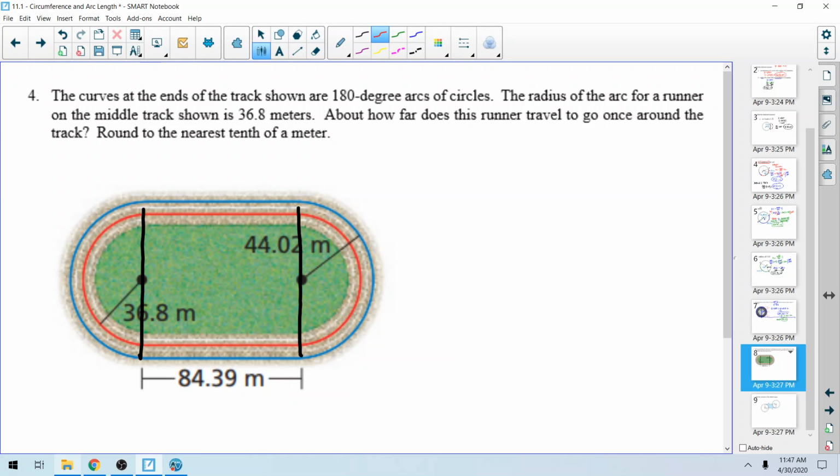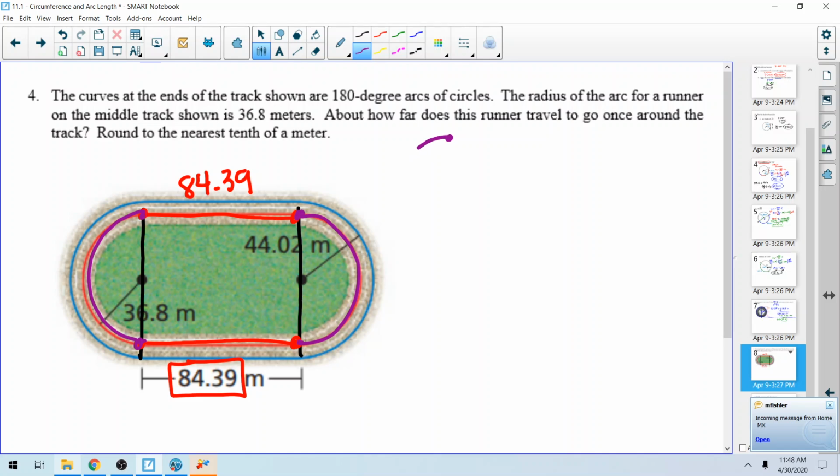Make sure you're on the red track, and I want to know how far he goes to get around the track. Well, if he's traveling from here to here, he goes 84.39. So the only thing we have to figure out is what's happening when he's traveling from here to here and here to here. So if you have a semicircle on one side and a semicircle on the other side, and you put them together, guess what you're going to have? You're going to have a whole circle.